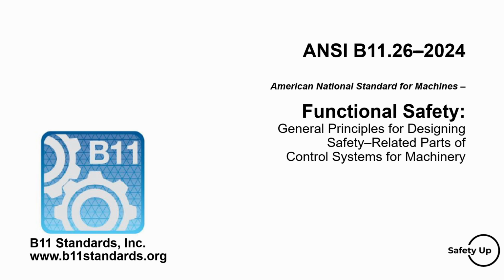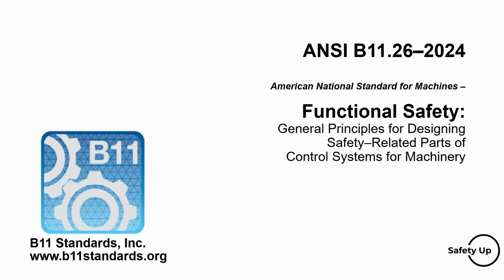The Introduction and Overview section explains the purpose of the B11 series of machinery safety standards to eliminate or minimize risks associated with machinery tasks. It emphasizes that zero risk does not exist, but a good faith approach to risk assessment and risk reduction can achieve an acceptable risk level. The section also describes the organization and application of B11 documents, categorizing them into Type A, Type B, and Type C standards, with B11.26, 2024 falling into the Type B category.